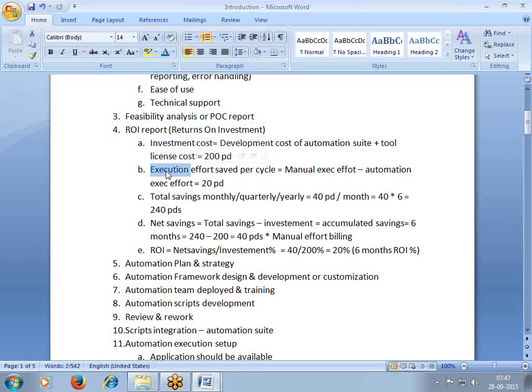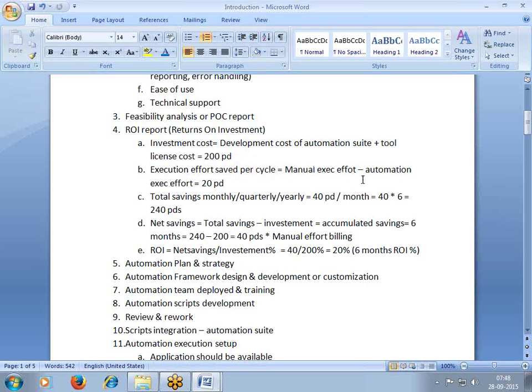Now the second step. What is the execution effort saved per cycle by using automation scripts? By running automation scripts instead of running the test cases manually, how much effort can we save in one cycle of execution? See how it will be calculated. What is the manual execution effort? Suppose I have 500 test cases. To execute 500 test cases manually, what is the effort it will take? That is called manual execution effort. And next, what is the automation execution effort?